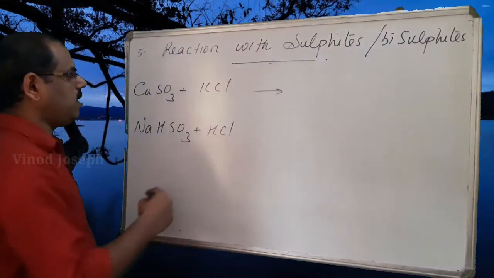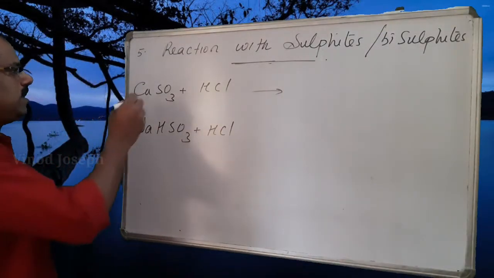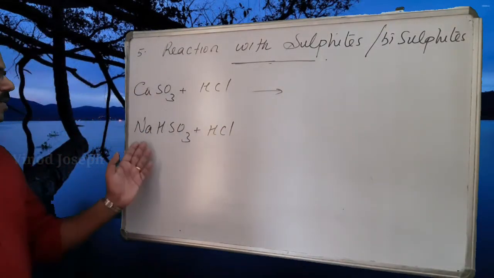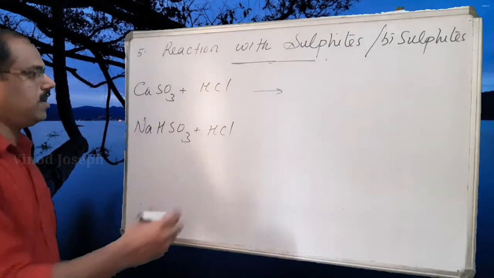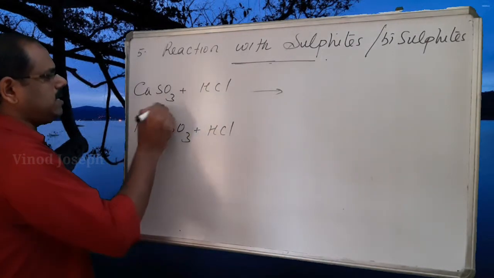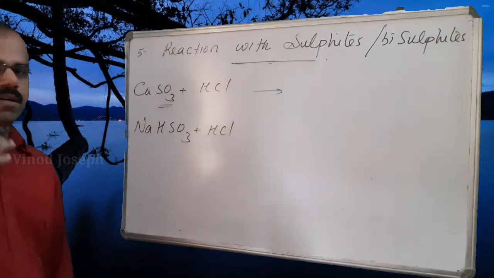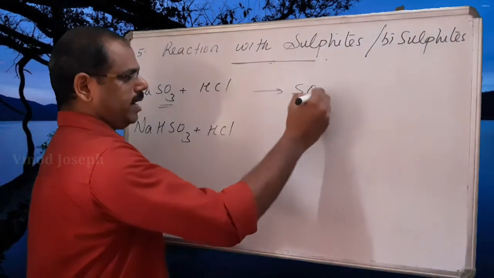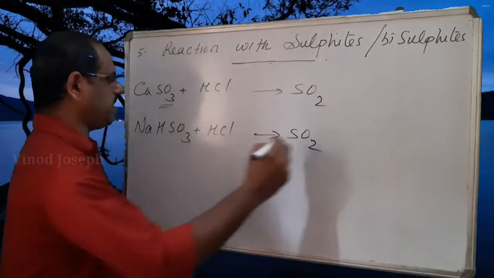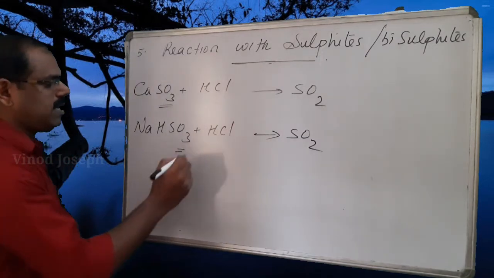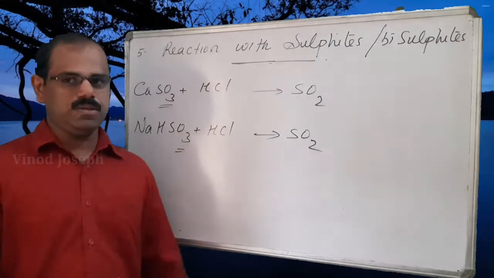See next, the fifth reaction: an acid with sulphites or hydrogen sulphites or bisulphites. What happens here? We have two examples, calcium sulphite, CaSO3, and sodium bisulfite. Since it is SO3, one of the products you can write is SO2 gas. In both cases you can write SO2 gas.